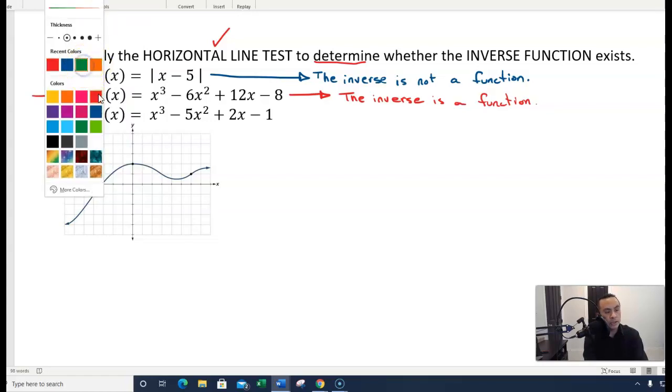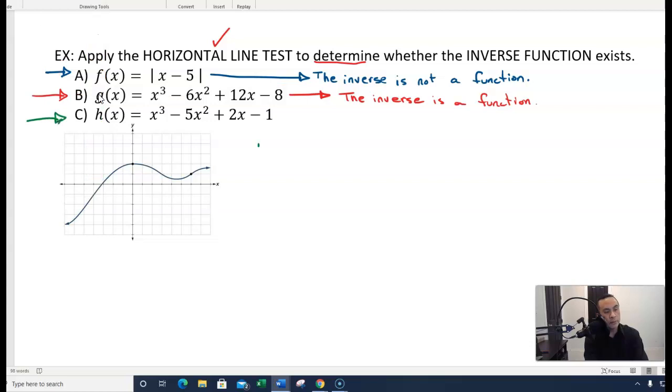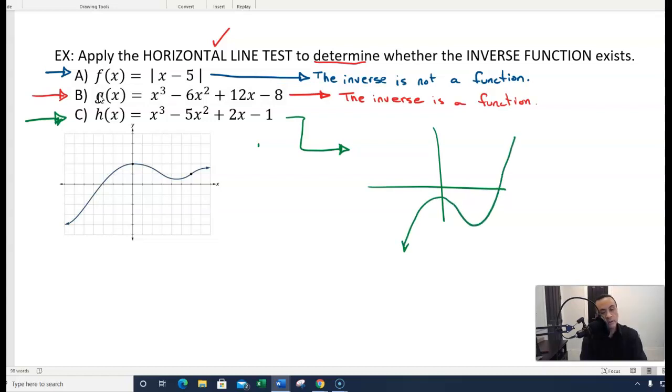Let's go green. All right, so this one right here, h of x equals x cubed minus 5x squared plus 2x minus 1. So that one, once again, I went ahead and graphed it. Y'all can graph it, right? Now you can go back and graph it on your graphing calculator. But when I graph this one, it looks something like this. Now I don't have a perfect picture, but it's going to look something like that. So this one will not pass. Look, it's not going to pass the horizontal line test.